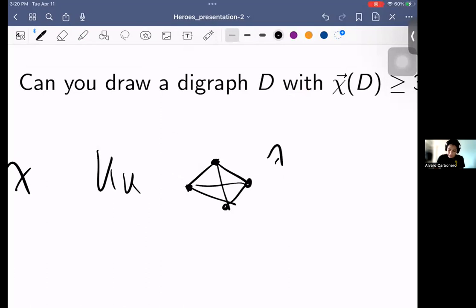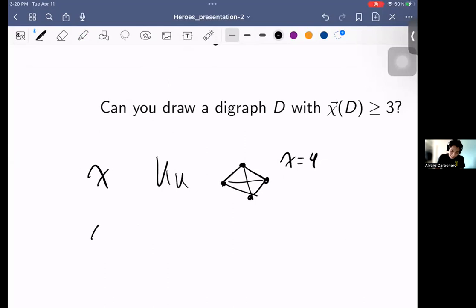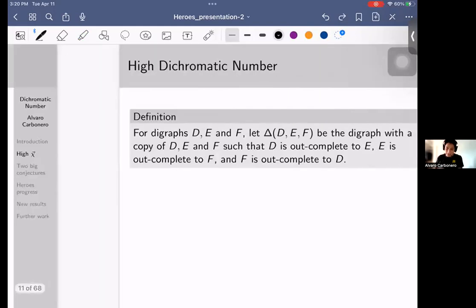has chromatic number 4. But when it comes to dichromatic number, it's not immediately obvious what the answer is. And even though there is an answer, we can put something here, I think it is very interesting that it's not that easy. We need to put more work to get high dichromatic number. But now that we have said that, let's see how we can get it.